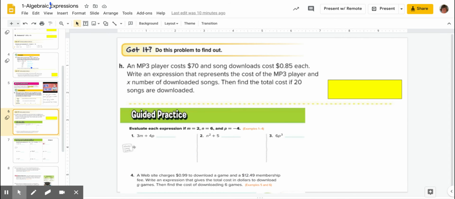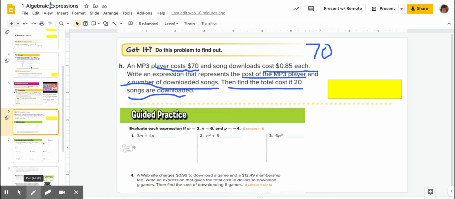Next slide. So we have an MP3 player costs $70. So that's important information. We will underline it. And song downloads cost 85 cents each. Write an expression that represents the cost of an MP3 player and the number X of downloaded songs. Then to find the total cost of 20 songs are downloaded. So let's start looking at this. The cost of the MP3 player. Well, it's pretty simple. We already said that it was 70. I need to add to it songs.